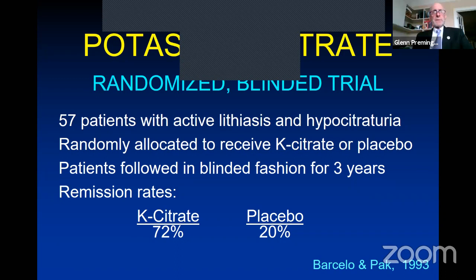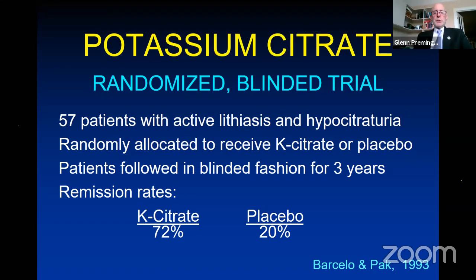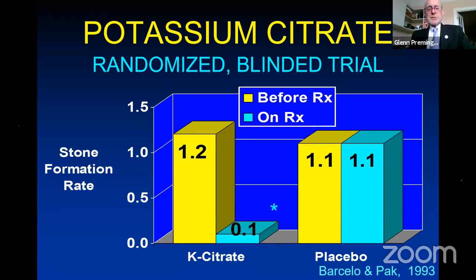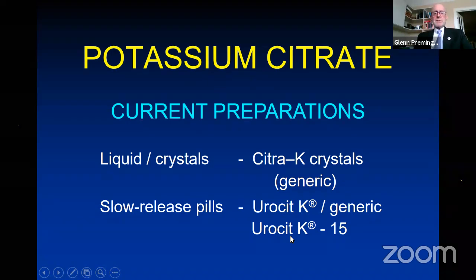Now, potassium citrate has been shown to be an invaluable medication to counteract hypocitraturia and reduce the risk of stone disease. These are data from the first randomized prospective trial showing that the patients that were treated with potassium citrate had a 72% remission rate, whereas of those individuals taking placebo, only 20% stopped forming stones. And this prospective randomized trial again demonstrated a tenfold reduction in recurrent stone formation in the potassium citrate group as compared to no change in the incidence of recurrent stones in those individuals who received placebo. Currently, there are different preparations of potassium citrate, either liquid or crystal form or slow release forms. And I believe that potassium citrate is a medication that you can easily get in Indonesia to use for your patients with recurrent stones and hypocitraturia.